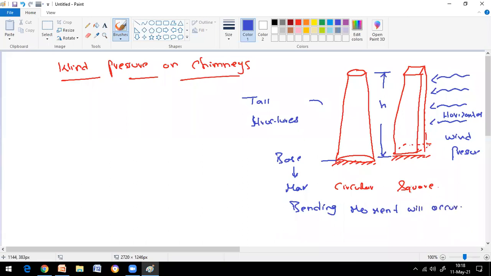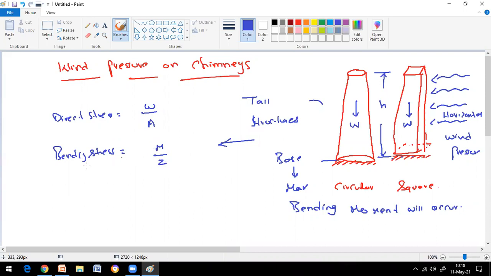Because these tall structures have more height, due to the horizontal wind pressure, at the base point, the support point, the maximum bending moment will occur. Thus at the base of such tall chimneys, there will be bending stresses due to wind force and direct stresses due to the self weight. Both will happen. Due to the self weight W, direct stress will develop, which is load by area, and bending stress is developed, which is M by Z.